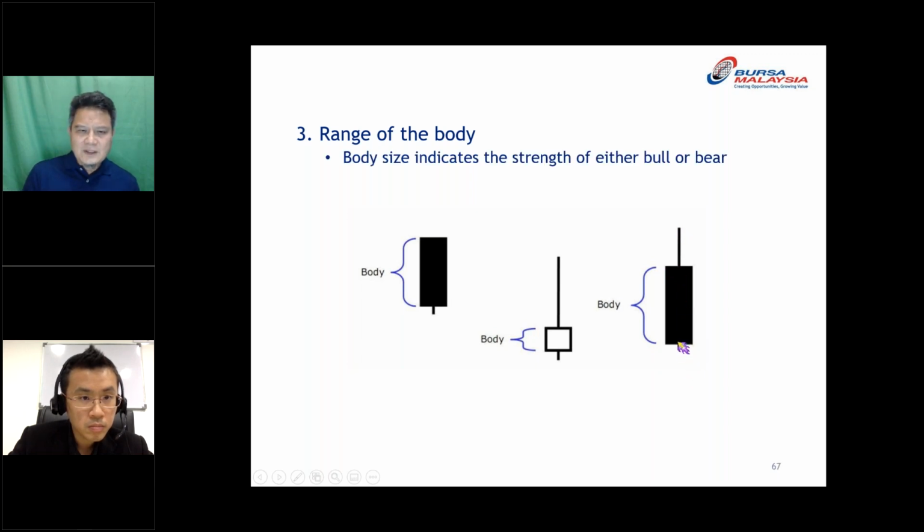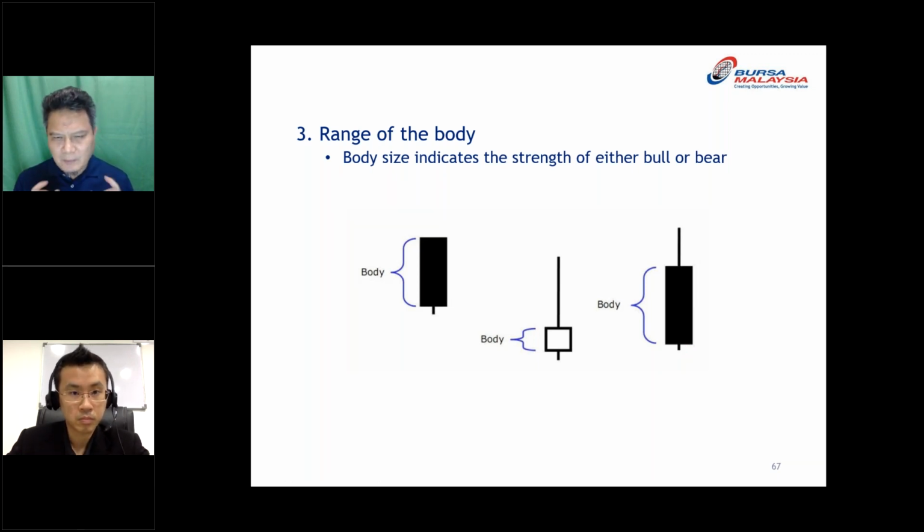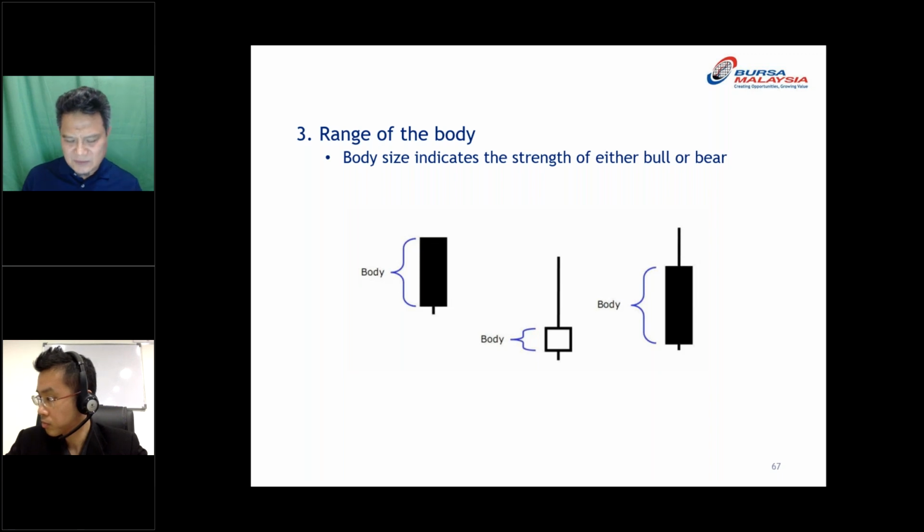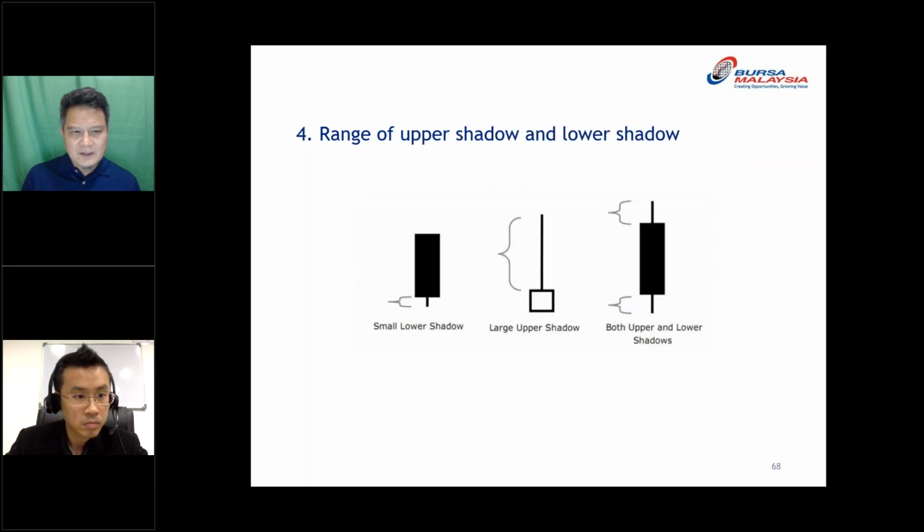Okay, so the body size indicates the strength of either bull or bear. So that is the body, where we see whether it's bull or bear. And another thing to look at is the range of the upper shadow and the lower shadow. All of this will tell you about the psychology of the traders at that particular time.